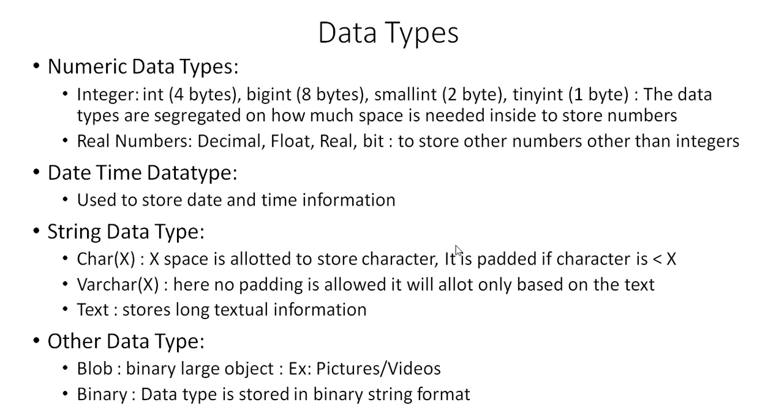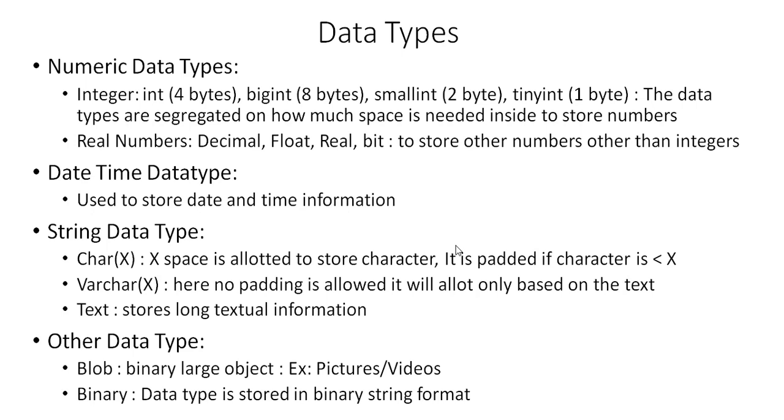Integers can be int, big int, small int, and tiny int. They are all differentiated by the memory which is getting allocated. For int, 4 bytes; big int, 8 bytes; small int is allocated with 2 bytes; and tiny int, 1 byte. There are several others like money, small money, numeric. There are other numeric types which are real numbers, and the data type can be decimal, float, real.